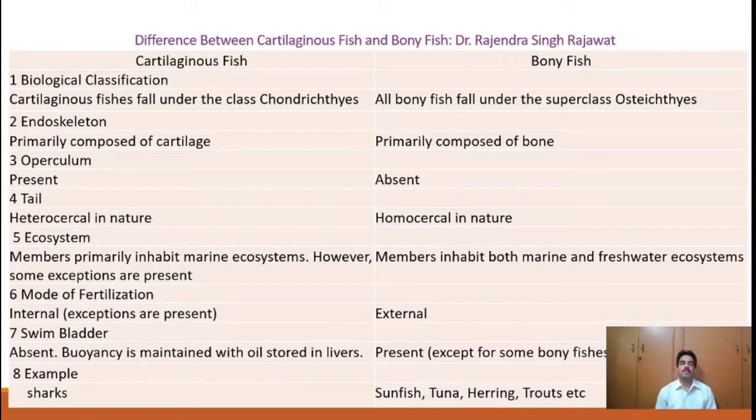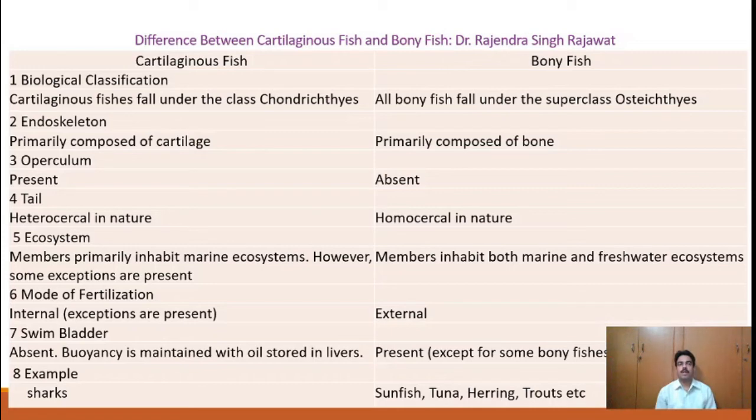The seventh point is the presence or absence of swim bladder. The swim bladder is absent in cartilaginous fishes, so buoyancy is maintained with oil stored in the liver, whereas a swim bladder is present in bony fishes, except for some bony fishes that dwell in the deep.